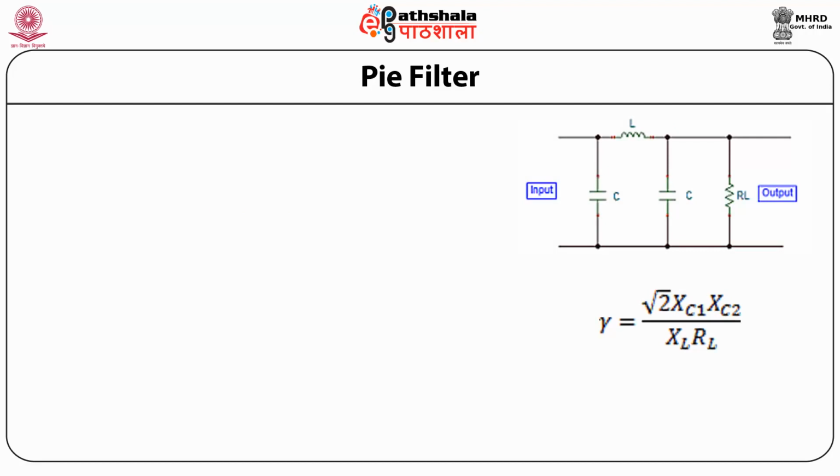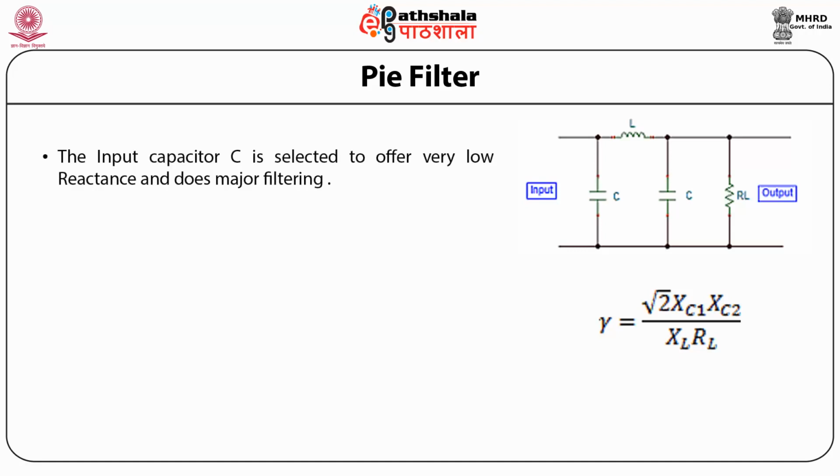The next type of filter is a pi filter, where we have a combination of capacitor, inductor, capacitor like this, and the ripple factor is given by root 2 XC1 XC2 by XL RL. The input capacitor C is selected to offer very low reactance and does major filtering. The rest of the filtering action is done by the combination of L and C.